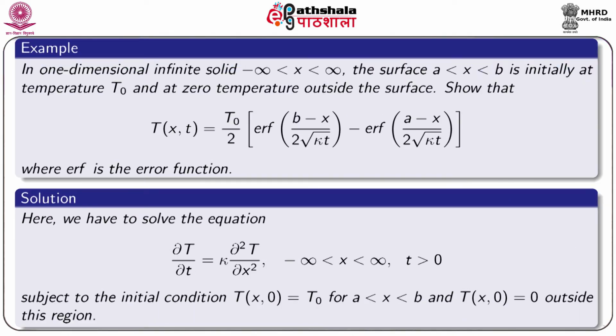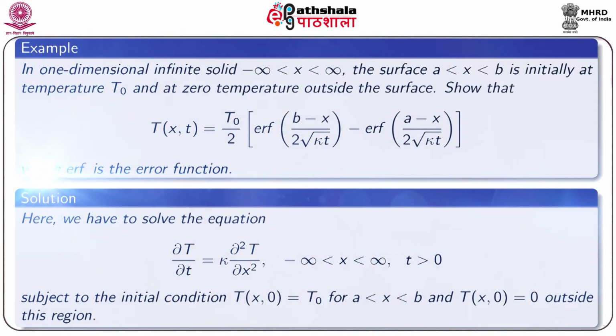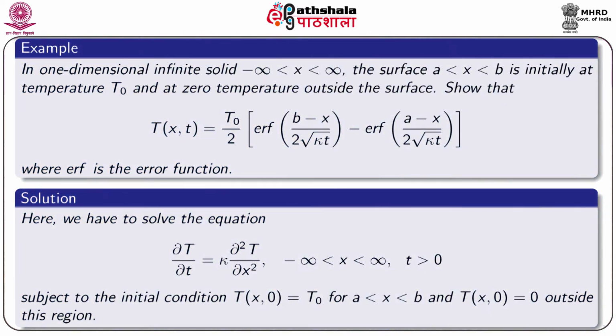Now, we shall take one example. In this example, we have a one-dimensional infinite solid, and the region a less than x less than b is initially at temperature T0 and at 0 temperature outside this region. We have to show the expression for capital T which is written here, where ERF is the error function.